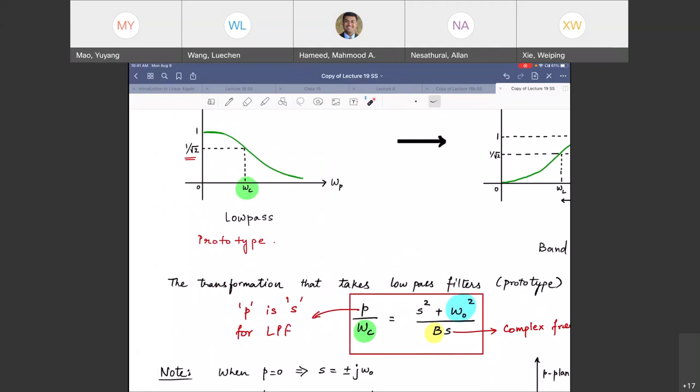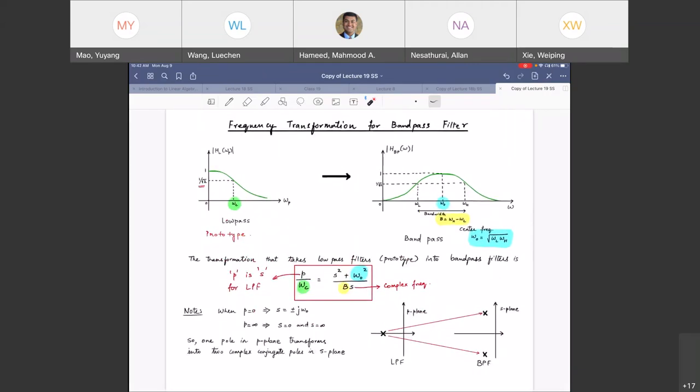All right, P is S, but for low pass filter, because I'm already using S. So there is a complex frequency variable for the band pass filter and one for the low pass filter. I need to be able to differentiate which one is for what. So I use P for the prototype, the low pass filter, that's where you're starting, and you use S for the band pass filter, that's where you're trying to go to. Hopefully with an example, this will be clear, but think of P as S, but for the prototype filter.